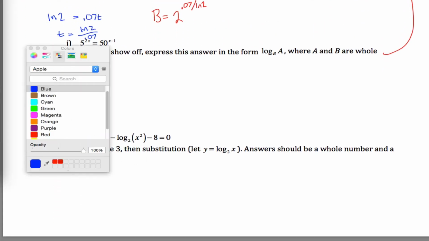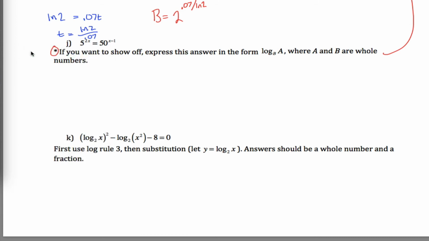K, I haven't shown you how to do this. There's no reason you should know how to do this, but you can do it. If you read through this, it kind of gives you some hints. It says first use log rule 3. Well, log rule 3 is the one that says that you can take exponents inside of a log and move them down as coefficients, and coefficients in front of a log you can move up into the exponent. Well, there's no coefficients here, and the only exponent that's inside of a log is this one. So when it says first use log rule 3, it must be referring to that.